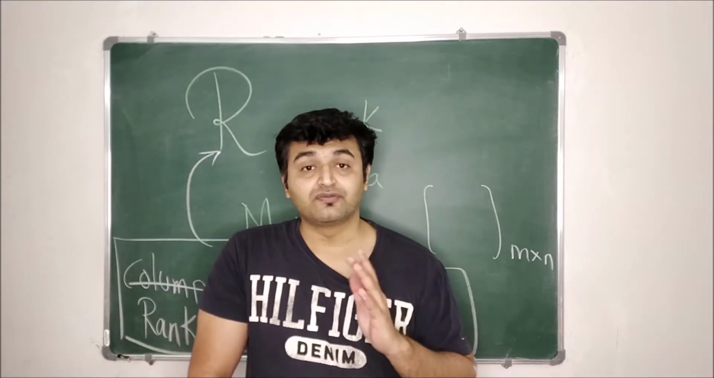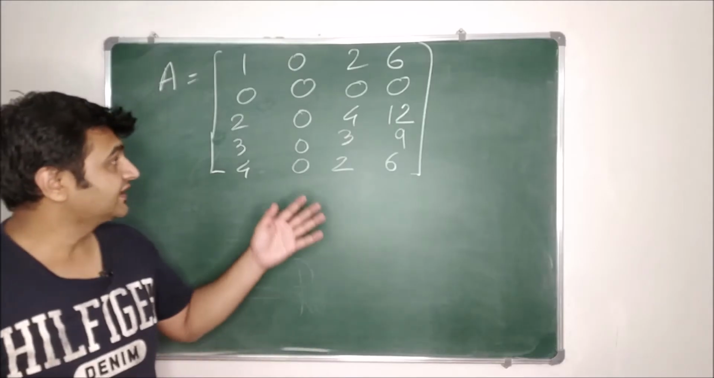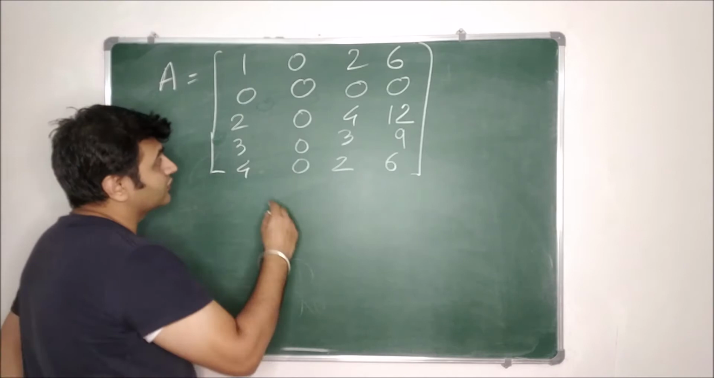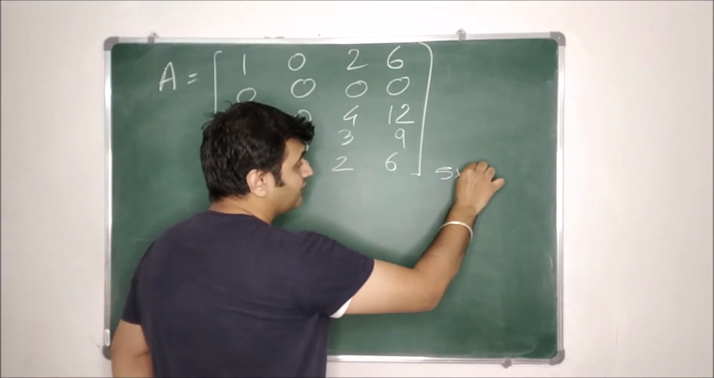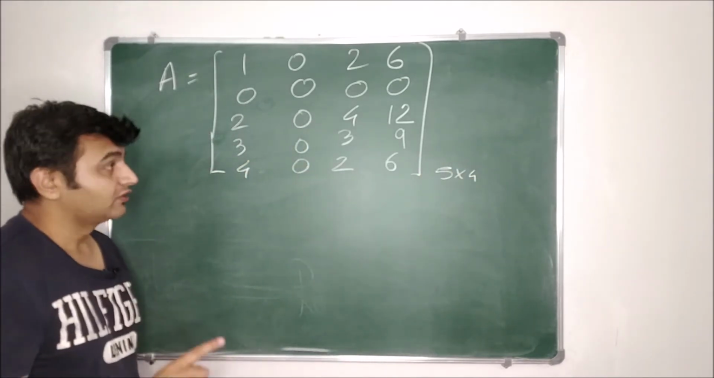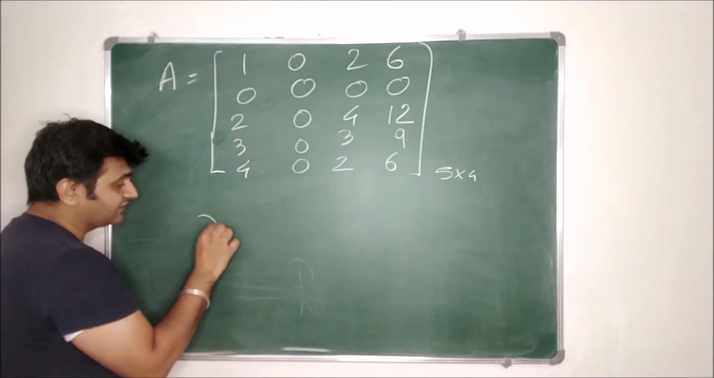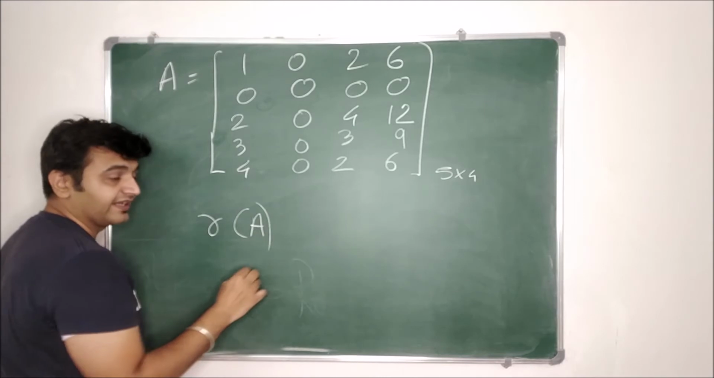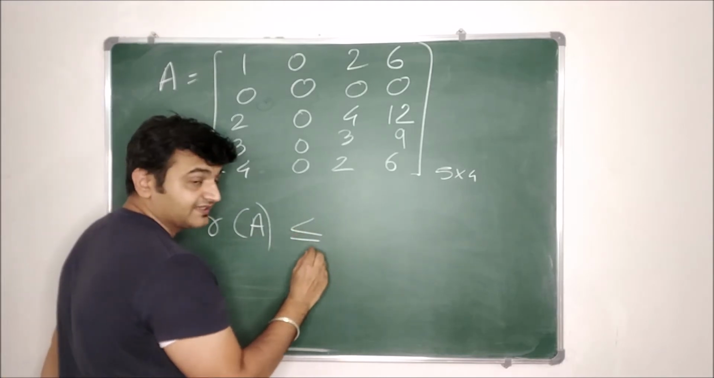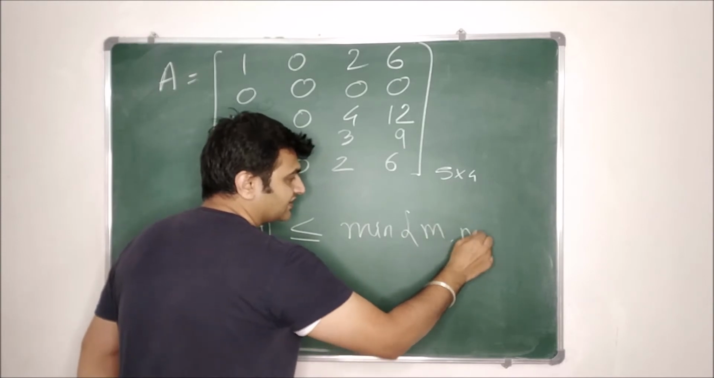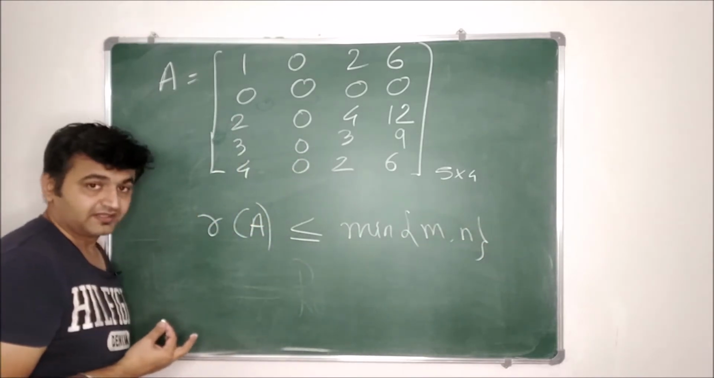Now let's go for an example. Let's take this as an example and try to find the rank of this matrix. What is the order of this matrix? There are 5 rows and 4 columns. There is one nice observation about the rank: if you have a matrix of order m cross n, then the rank of A is always less than or equal to the minimum of m comma n. So this is the bound for the rank of a matrix.